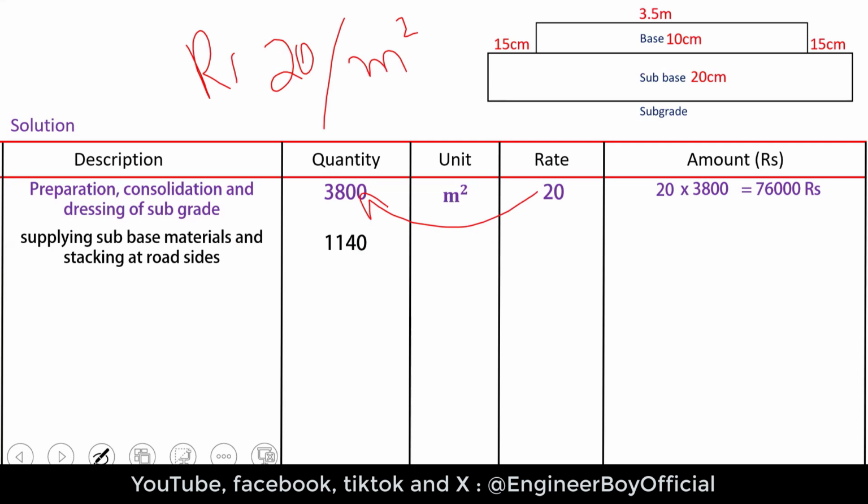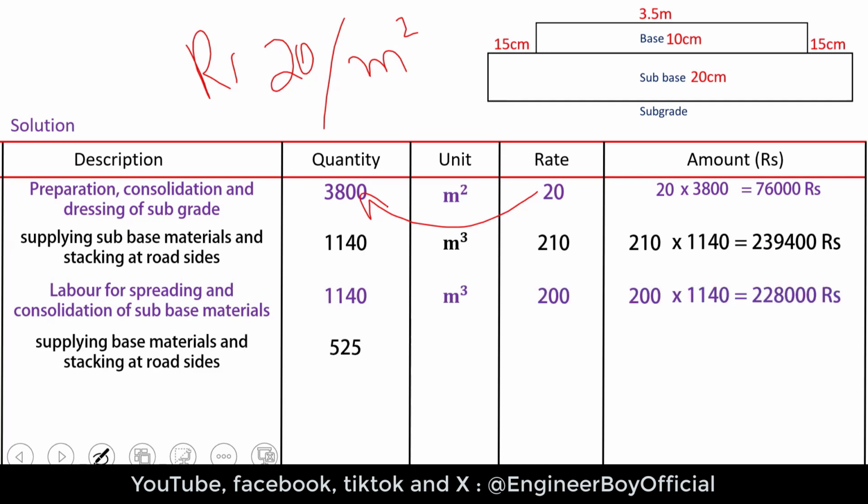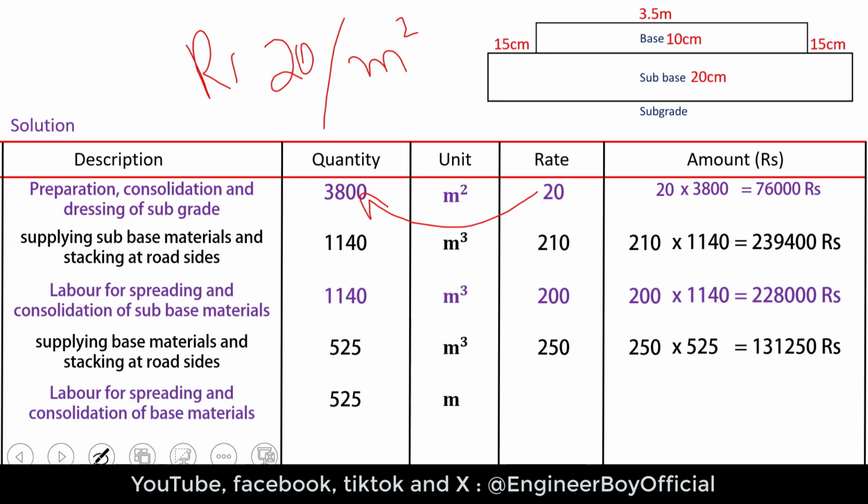Now, supplying material based on the specifications of the sub-base material, the unit is again cubic meter, and let's say the rate is 210 per cubic meter. We multiply the quantity with the rate to get the total amount, the same thing, okay? And the labor for spreading and consolidation of sub-base material has the same quantity in cubic meter. The rate is a little different, and you multiply the quantity with the rate to get the total amount, and so on, okay? You can do it by yourself. It is very straightforward.